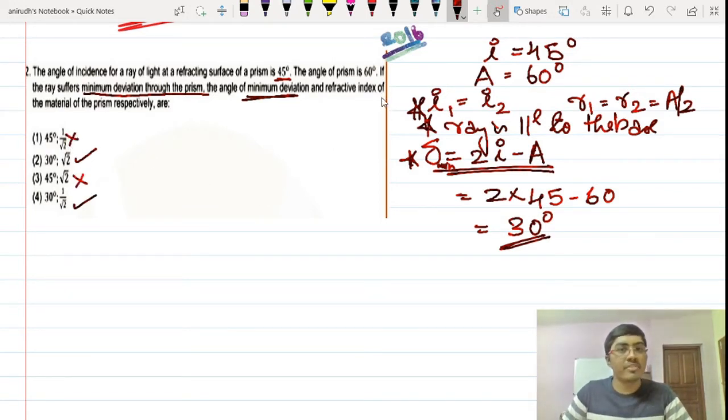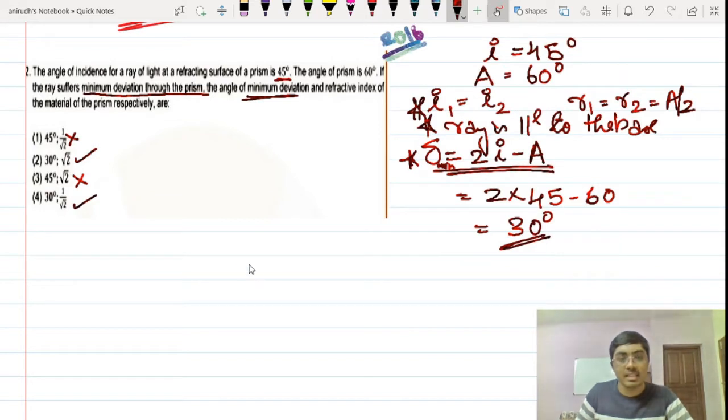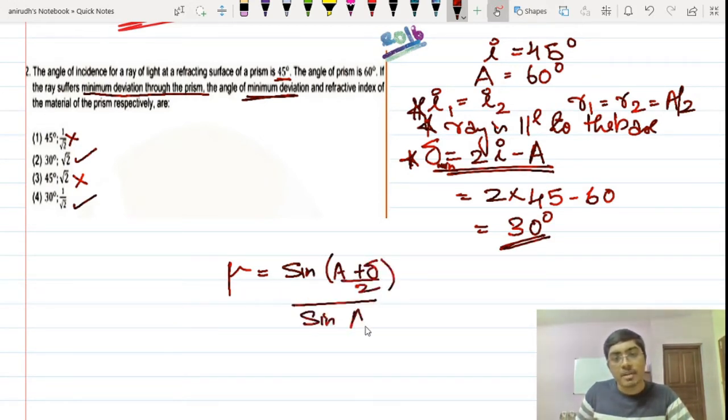Now they are asking us to find out the refractive index. Whenever we have this particular value of delta minimum, we can directly find the refractive index very easily. That is mu is equal to sine of (A plus delta) by 2, divided by sine of A by 2. If you substitute it over here, sine of (A plus delta) by 2, the angle is 45 degrees, and 45 plus 30 by 2.